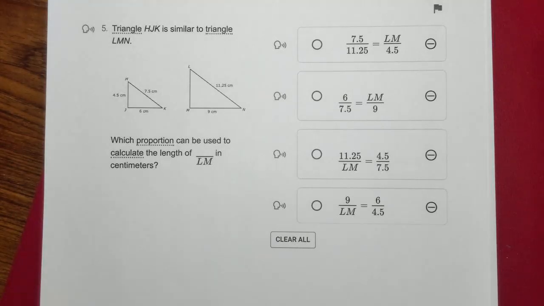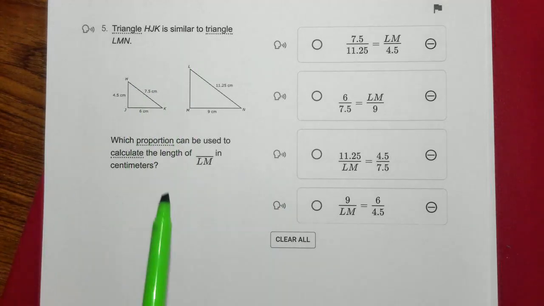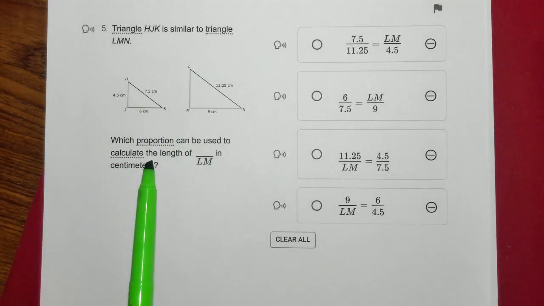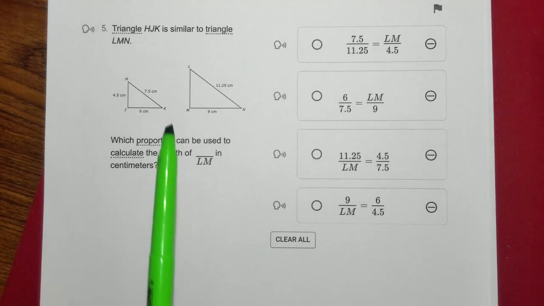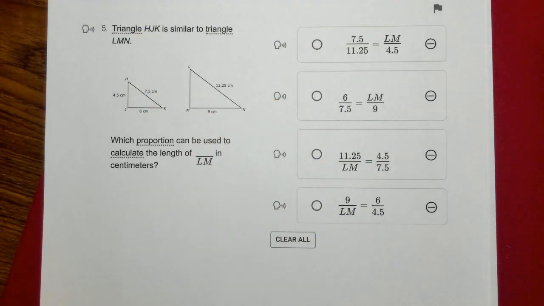All right, for number 5, we know it tells us here that these two triangles are similar, and we're trying to see which proportion we can use to calculate the length of LM in centimeters. This is one of those problems that looks a little overwhelming, but if we break it down, it's really not that difficult if we look at it carefully.